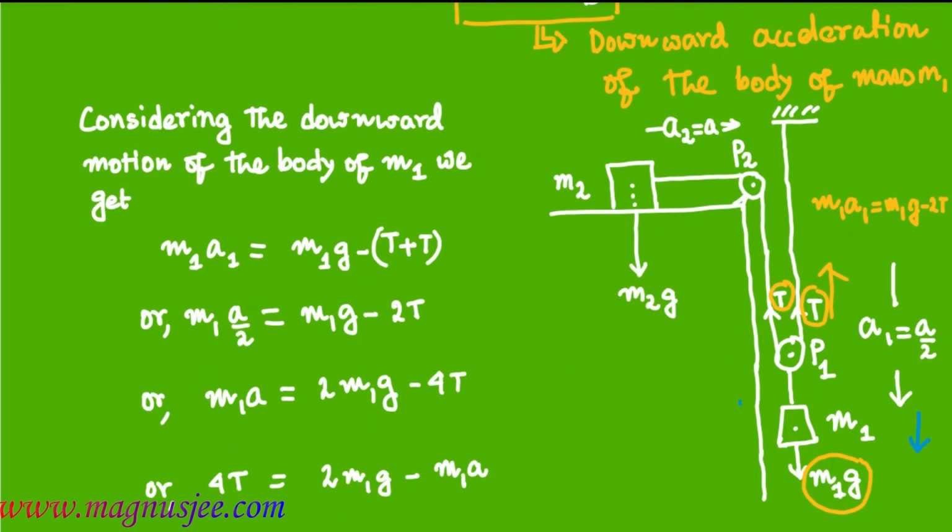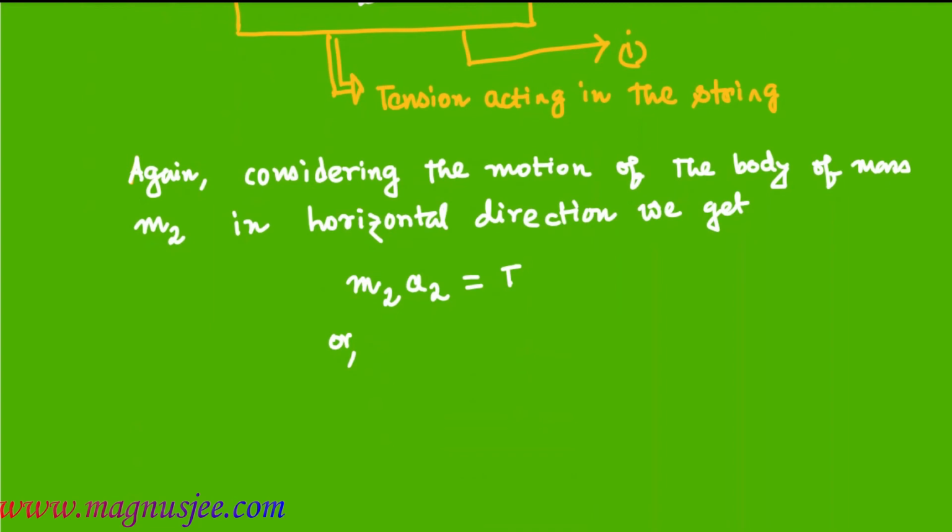Now, for the body of mass m2, it will be moving with an acceleration a2 equal to a towards the fixed pulley P2 in horizontal direction under the action of the tension T acting in the string. Hence, m2a2 equal T. Therefore, T equal m2a. This is equation 2, another expression of tension acting in the string in connection with the motion of the body of mass m2.